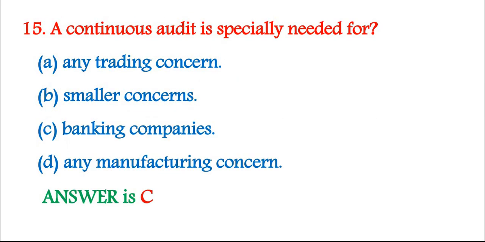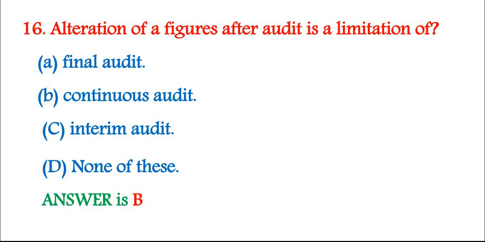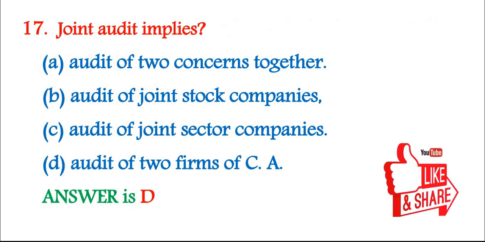15. A continuous audit is specially needed for A. Any trading concern. B. Smaller concerns. C. Banking companies. D. Any manufacturing concern. Answer is C. 16. Alteration of figures after audit is a limitation of A. Final audit. B. Continuous audit. C. Interim audit. D. None of these. Answer is B. 17. Joint audit implies A. Audit of two concerns together. B. Audit of joint stock companies. C. Audit of joint sector companies. D. Audit of two firms of CA. Answer is D.